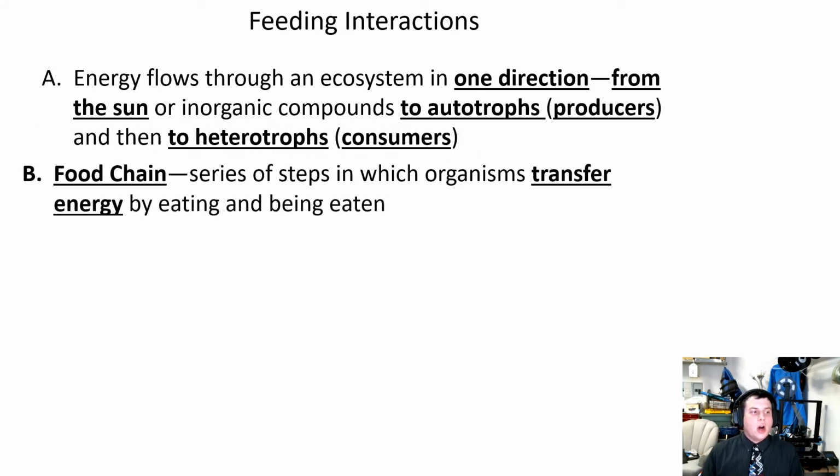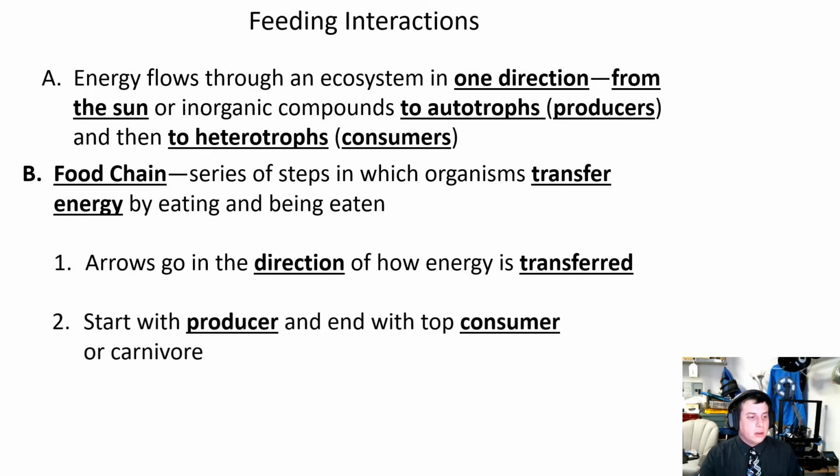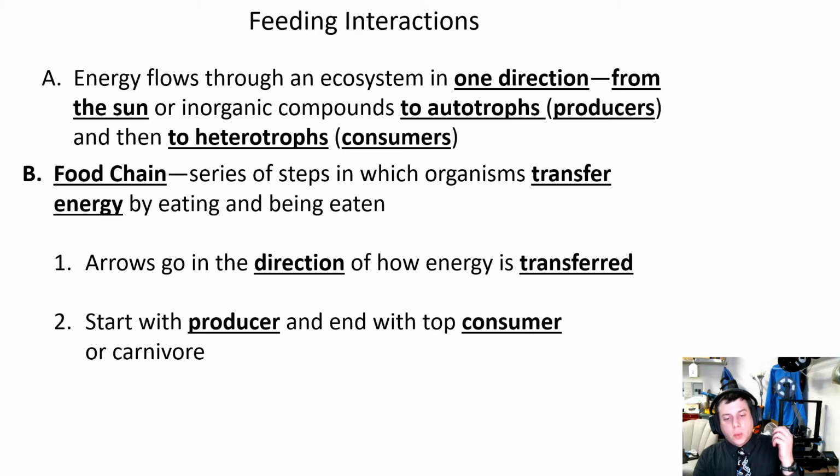In a food chain, a series of steps, which organisms transfer energy by being eaten, and which ones transfer energy by eating? That's what you're looking at in a food chain. Arrows in a food chain will show how that energy is transferred. I've got a little graphic for you. You'll start with the producer and you'll end with the top consumer.